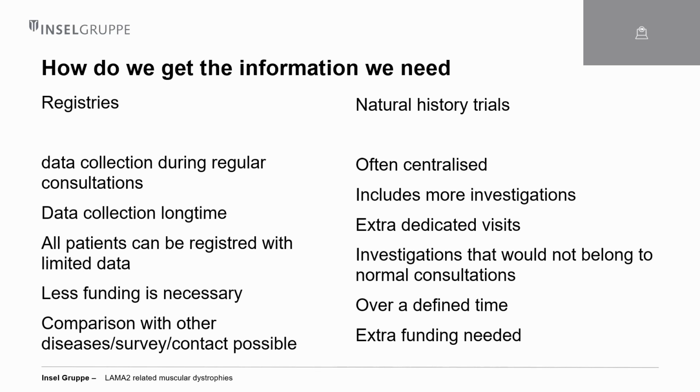All patients can be registered, whether or not they have all examinations. Everybody is in it and can be found if there's a trial. There's less funding necessary because the registry is funded by several funding agencies, and then you can include something that does not need a lot of extra funding. And you can also compare to other diseases, which is also helpful, or use the same survey for several diseases and so on. And then you have the natural history trials.